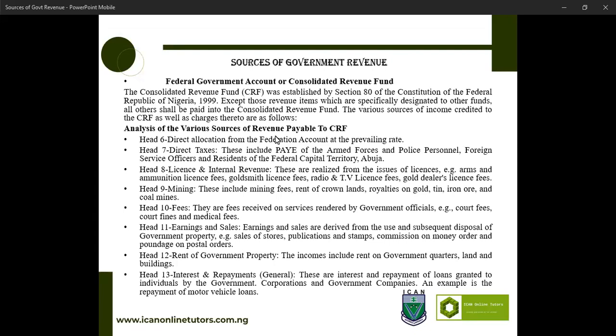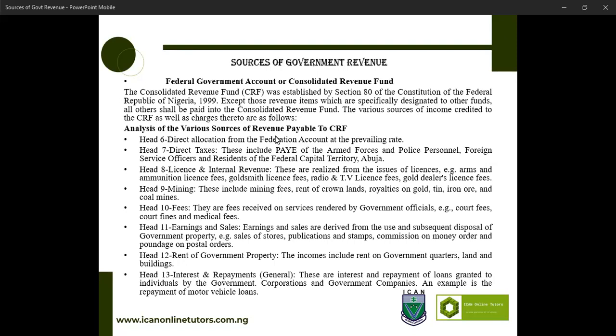We have at 11, earnings and sales. Earnings and sales are derived from the use and subsequent disposal of government property. Examples include sales of stores, publications and stamps, commission on money orders, and poundage on postal orders.